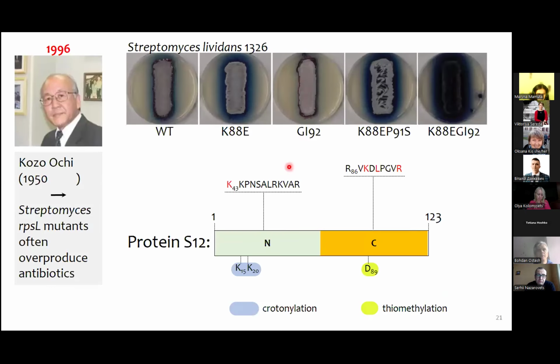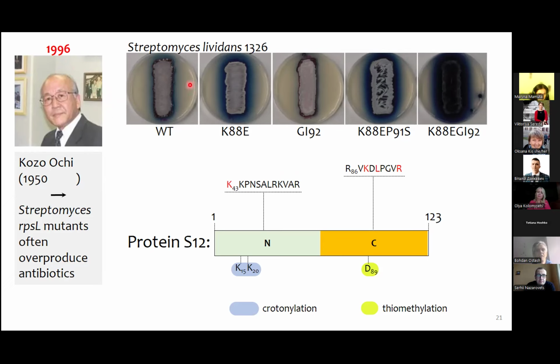And actually, it wasn't something that was discovered by me, or I was not the first. The protein S12 was pinpointed already in the works of Professor Luigi Gorini, whom I mentioned a few slides above. But his work was done on E. coli, not Streptomyces. The first evidence that mutations or altered structure of protein S12 makes a difference for Streptomyces came in 1996. It was done by Professor Kozo Ochi from Japan.